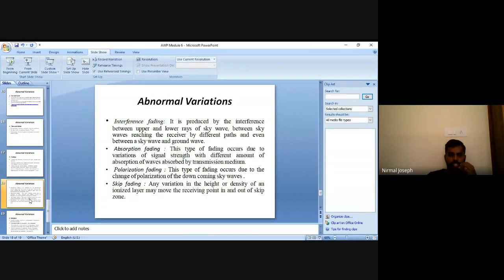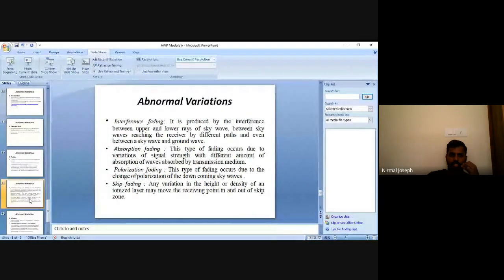Okay. Next is polarization fading. This type of fading occurs due to the changes of polarization of the downcoming sky waves. As we already know, if a wave is reflecting, its polarization will change, like you might have studied in your optics classes.